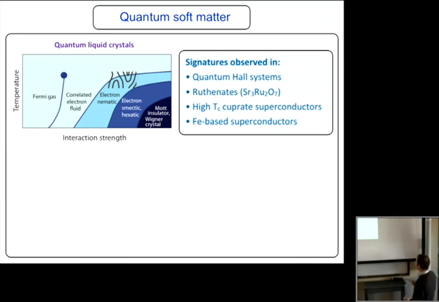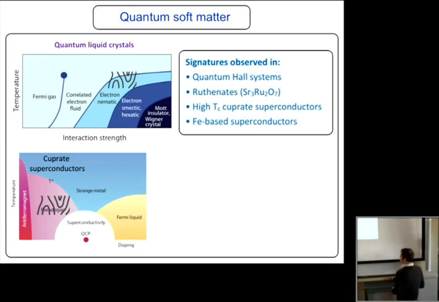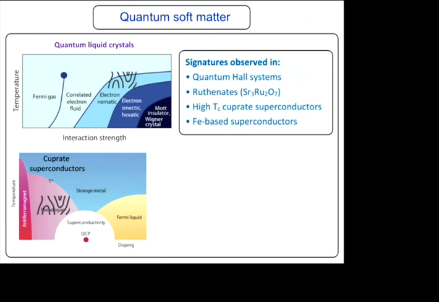But then signatures of these phases have popped up in more or less all the most interesting strongly correlated electron systems to date. So in Hall systems, in chiral superconductors and ruthenates, in high temperature cuprate superconductors, and high temperature iron-based superconductors. So wow, that seems like there's something really interesting going on. Why do these liquid crystal states seem to always exist in these strongly correlated electron systems? And it gets even more interesting to know where they do that in the phase diagram.